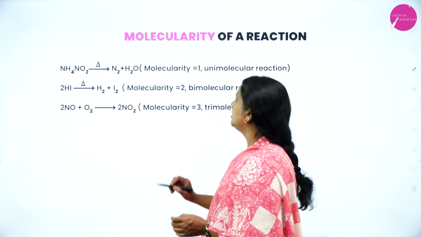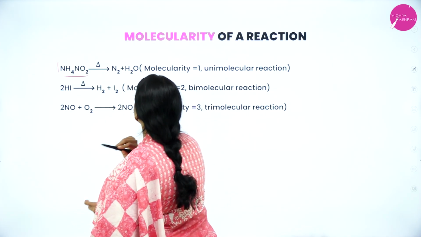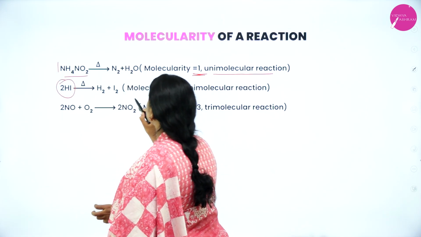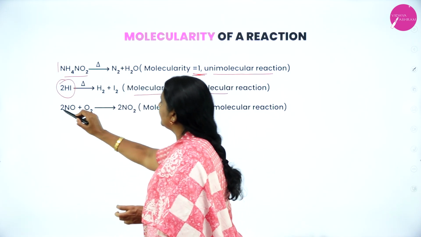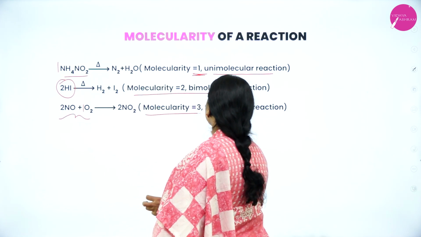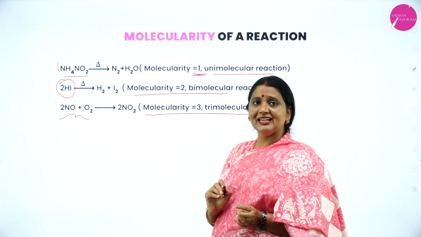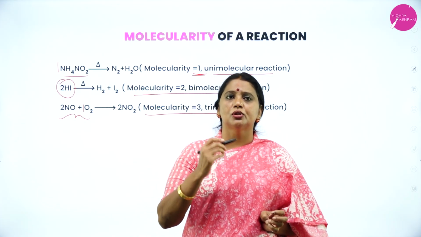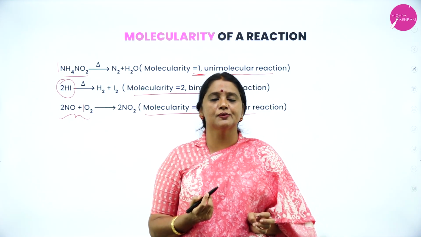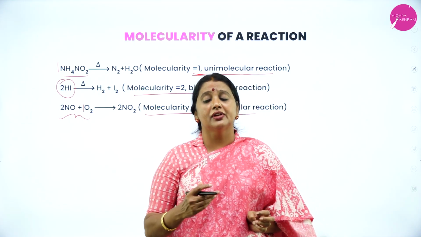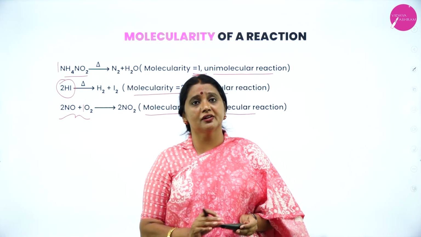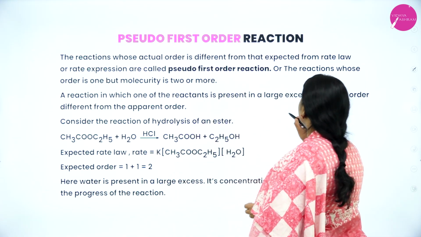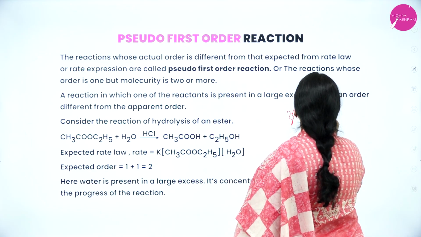Now, here you observe. In this reaction, only one reacting species, its molecularity is 1, therefore it is unimolecular. Here 2 reacting species are involved, therefore it is bimolecular. Here 2, here 1, total 3 reacting species, therefore it is what? Trimolecular reaction. This is just a reference. When one molecule is involved, it is unimolecular. When 2 molecules of reacting species are involved, that is bimolecular. When 3 molecules of reacting species are involved, that is known as what? Trimolecular.